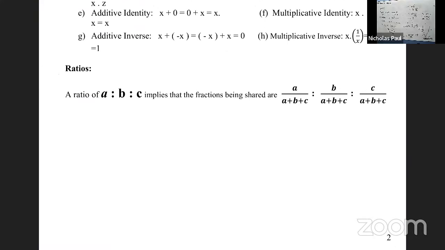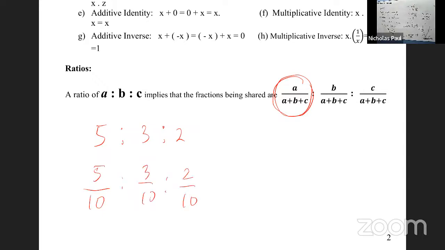What I'm showing you here is something we could use if you have a ratio. If you have a ratio of 5 to 3 to 2, we have to be able to represent what fraction the ratio represents. Here is a nice little formula you could use. So 5 represents 5 over 5 plus 3 plus 2, that's 10. Here represents 3 tenths, here represents 2 tenths of the whole thing. Okay?